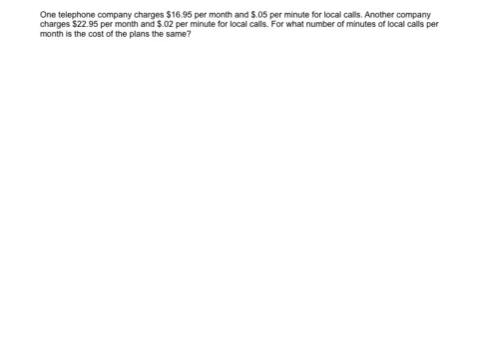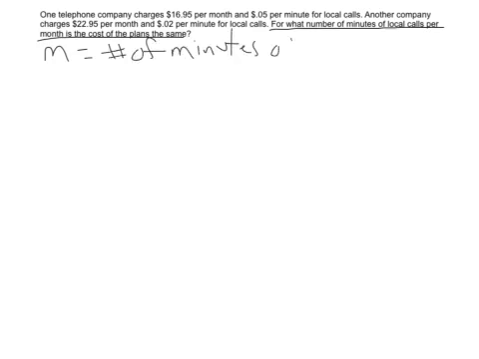So our first step was to define our variable. You're going to choose your variable based on what the question is. So the question at the end, for what number of minutes of local calls per month is the cost of the plans the same? That's where our variable is going to come from. So I'm going to say m equals, and I'm using m since we're talking about minutes. So m is going to stand for the number of minutes of local calls. That's what the question is.